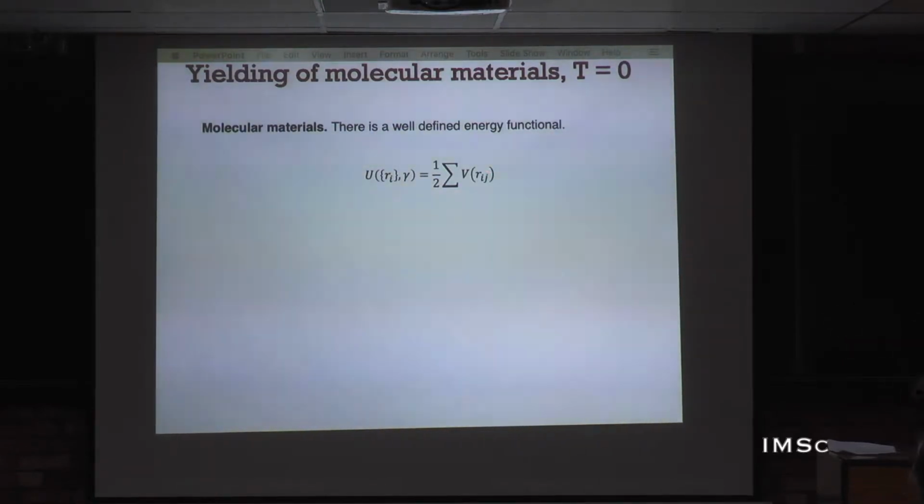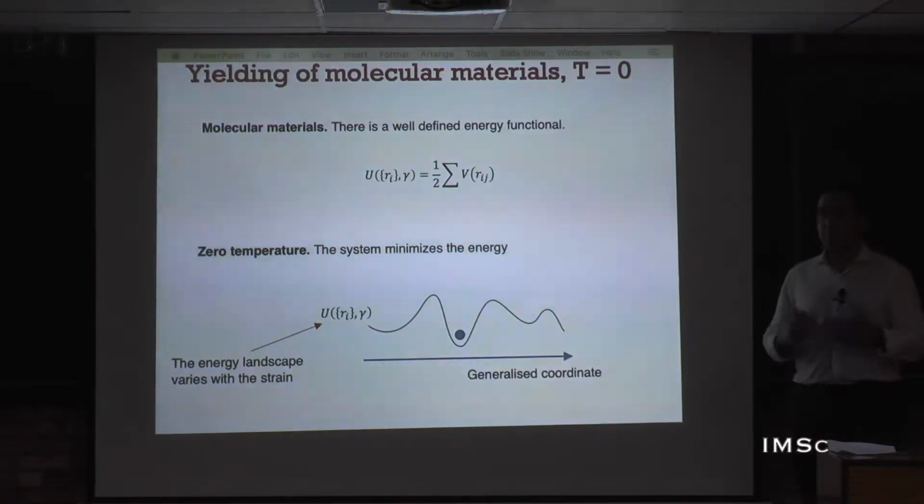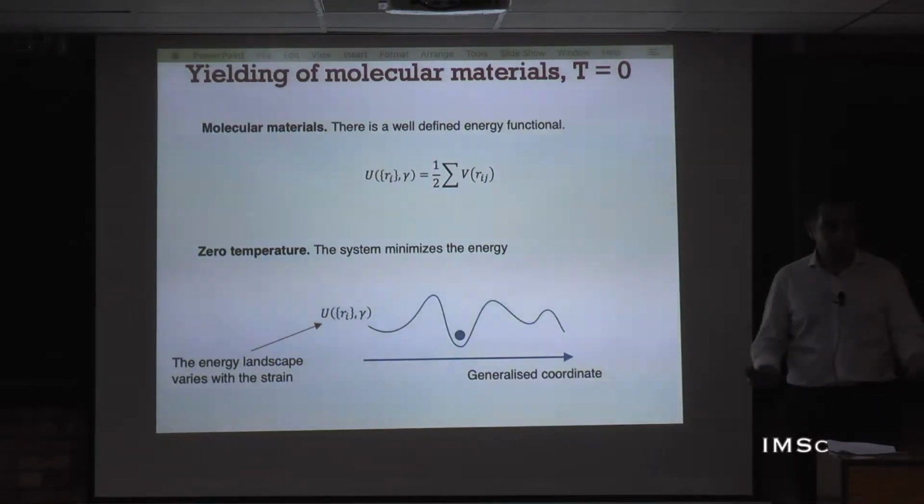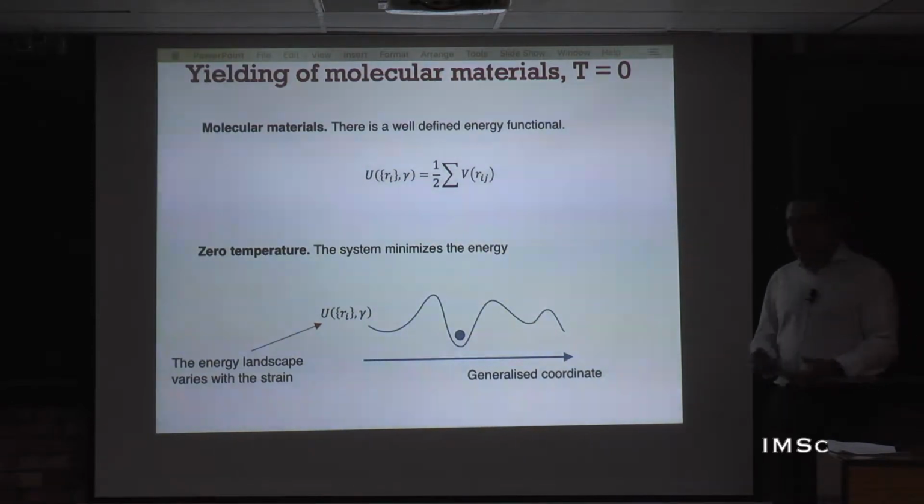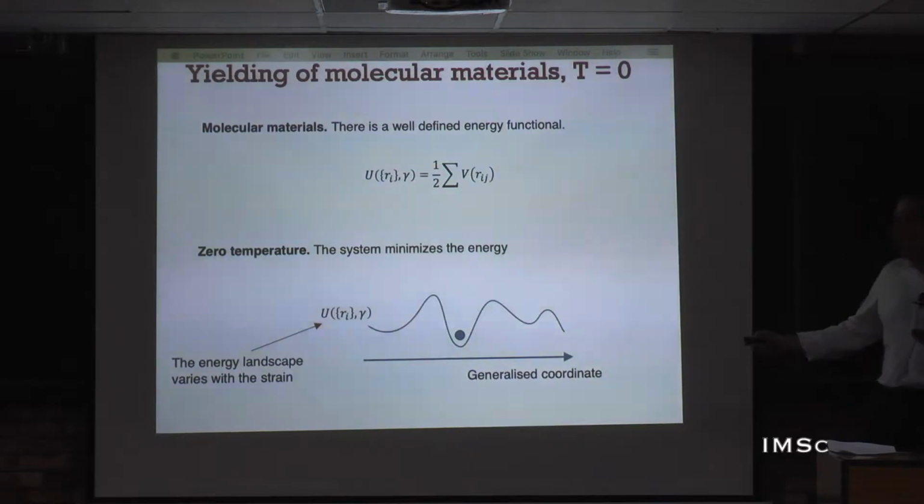We are allowed to write down this object, and this is going to govern the evolution of the system according to Newton's equation of motion. And the other thing is that we are neglecting thermal fluctuation, and this means that the system is always trying to be in a minimum of its energy landscape. It is minimizing the energy. So if this is a schematic picture of the energy landscape, you have to think that your system is always in a minimum.